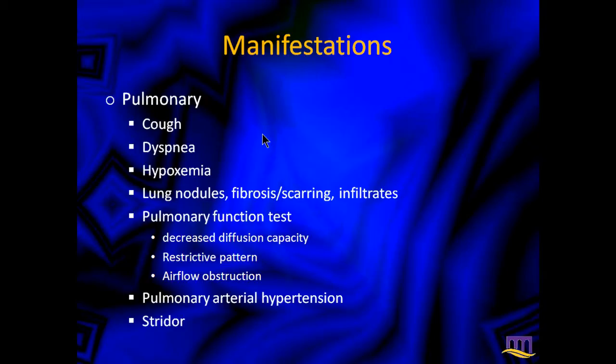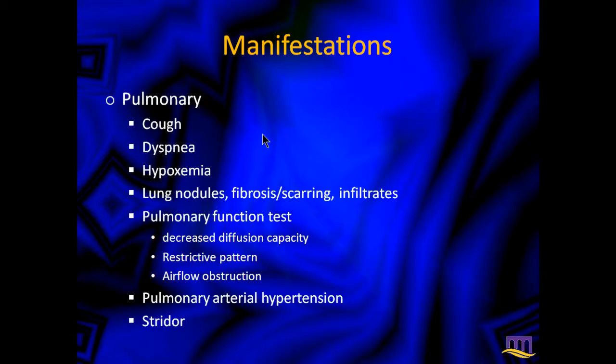In terms of other things that you can see is hypoxemia, lung nodules, fibrosis, scarring, or infiltrates in the lung. These can also cause pulmonary arterial hypertension. The belief there is that these granulomas are compressing the small venules and arterioles, causing an increase in pressure. You can also hear stridor or some vocal cord problems because of nerve involvement or airway involvement, narrowing and causing scarring within the airway or affecting the nerves.